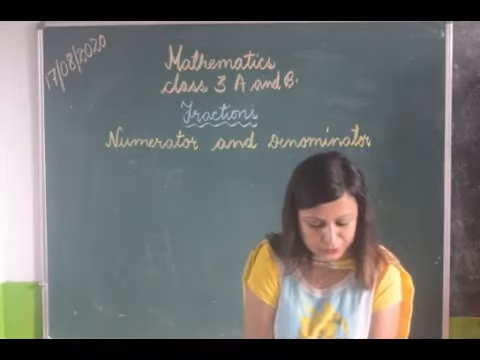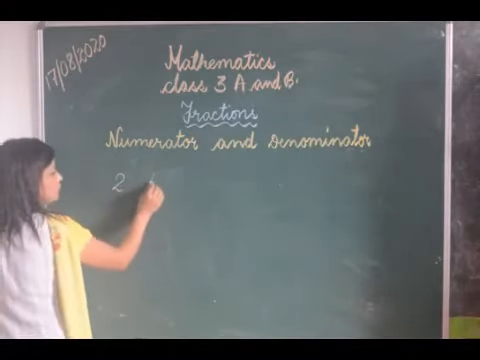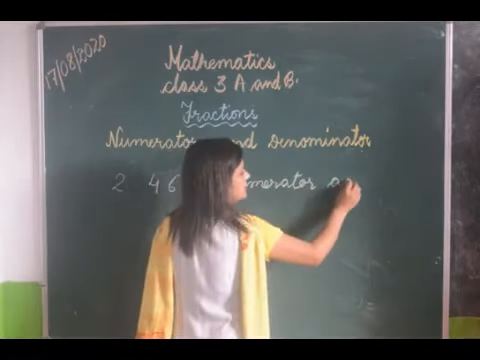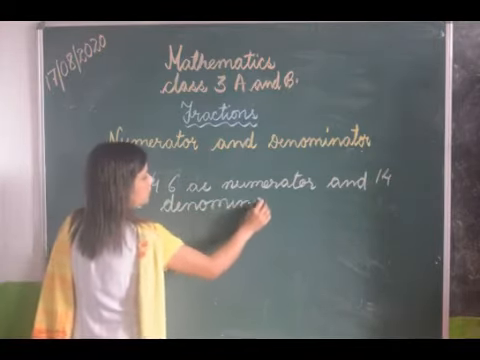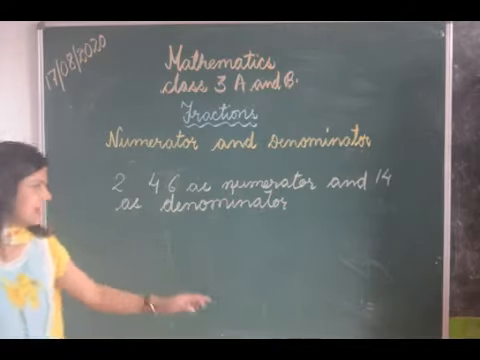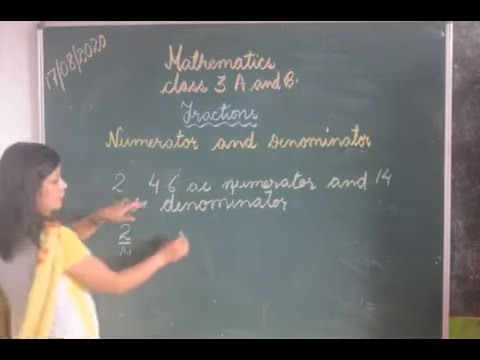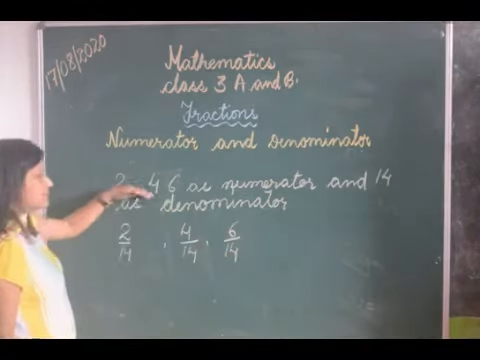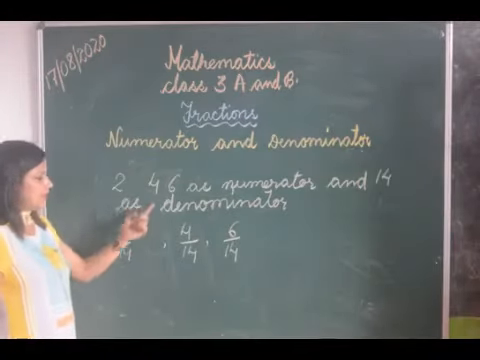Another question we are going to do is write the fraction with 2, 4, 6 as numerator and 14 as denominator. How are we going to do it? It is very simple and easy. Always keep the numerator above. 2 numerator, denominator 14. Next 4 numerator, again denominator 14. 6 numerator and denominator 14. 3 numbers are given for numerator and 1 number is given for denominator. So when we make fractions using these numbers, it becomes 2 by 14, 4 by 14 and 6 by 14.